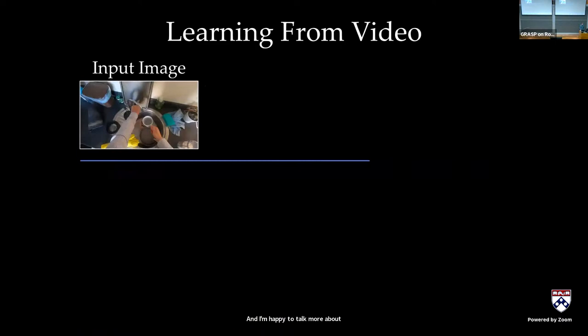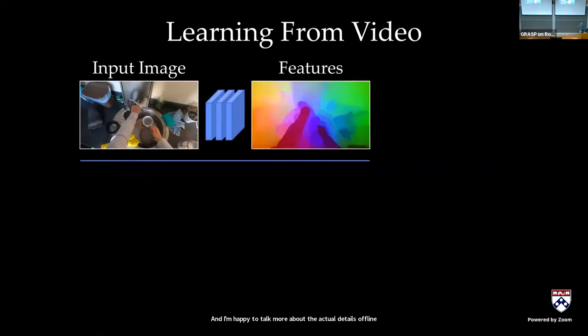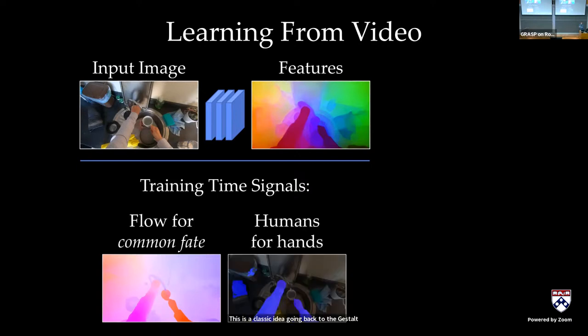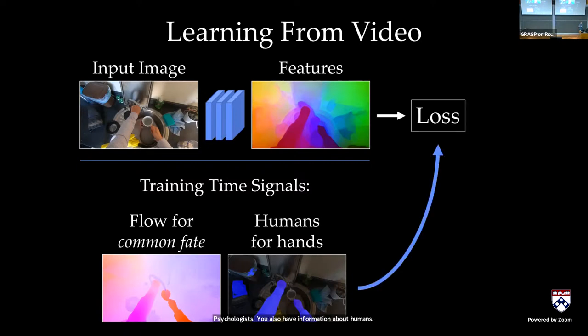The idea is that our network is going to produce some features, and we're going to find supervision for those features using optical flow and human pixels. The flow provides information about common fate. This is just the idea that objects that move together belong together. This is a classic idea going back to the Gestalt psychologists. You also have information about humans because humans are the things that move things in scenes, especially in egocentric video. Together, these help provide organization for your feature space. They tell you what your deep network should produce.